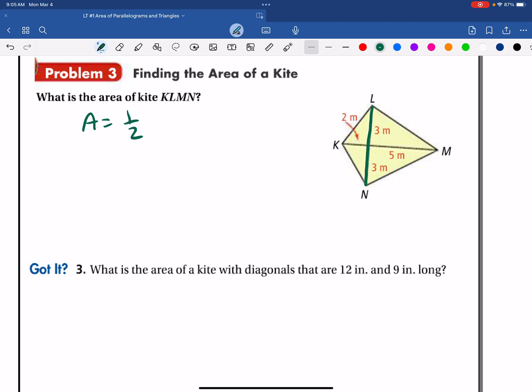Diagonal 1 is 3 plus 3, which is 6. Diagonal 2 is 2 plus 5, which is 7. And then we multiply those and we get the area is 21 meters squared.